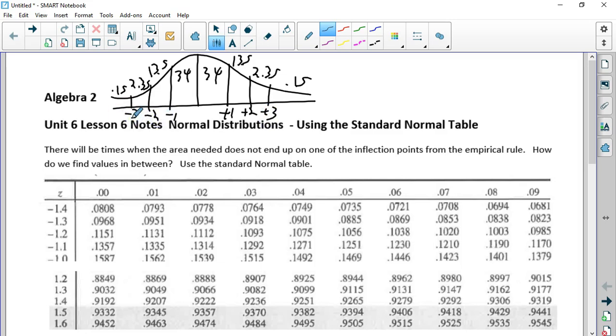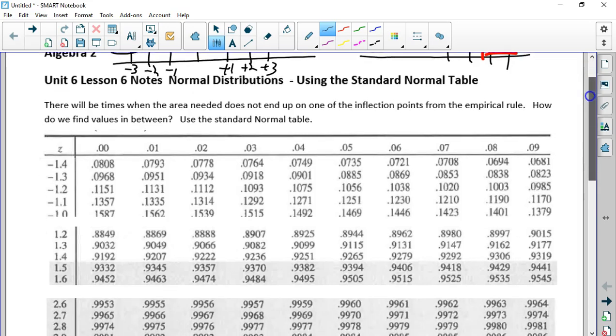But now, there's going to be times where we're not going to shade just perfectly on the 1s, 2s, or 3s. There might be times where we shade something like so, in between 1 and 2 standard deviations away. So we need to be able to deal with this in a different manner. And that's what this table is for. This is the normal table.